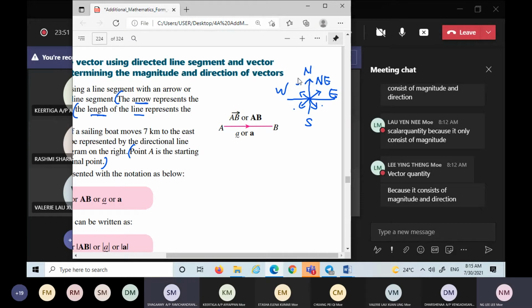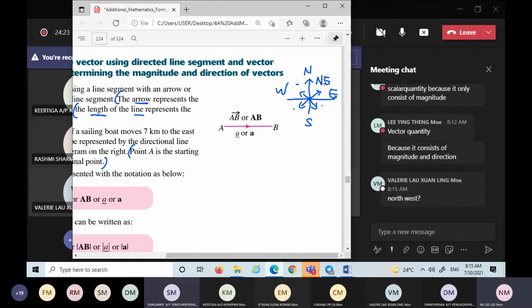Okay, how about this? Your geography, I know you all learn it in BM. This is common knowledge. This one is northeast already. Then what should this one be, followed by this? Northwest, yes.